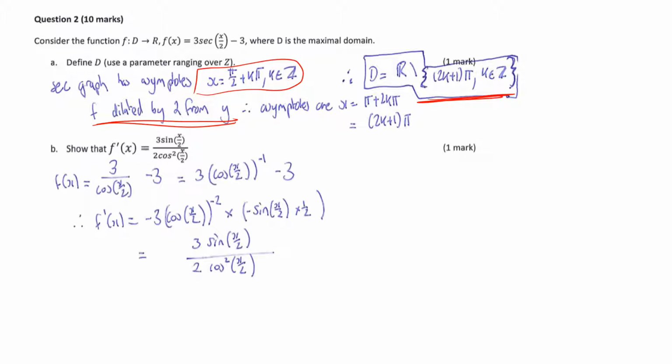That was done well. It's just a simple application of the chain rule. So sec, just make it cos of the function to the power of -1. Applying the chain rule leads neatly to the form of the answer required.